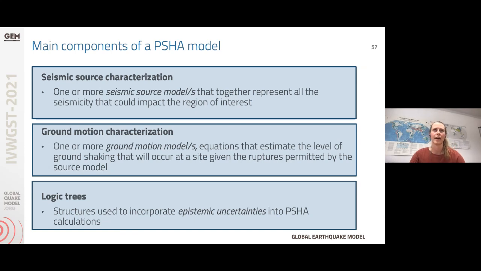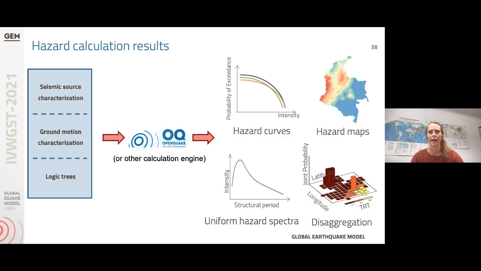Okay, so this concludes the introduction to the components of a PSHA model. And so now we'll take a look at, once we put this model into a calculation engine, what are the primary types of results that are produced? So the 4 that we'll cover today are the hazard curves, so the native result of the hazard integral, hazard maps, the uniform hazard spectra, and a source model disaggregation.